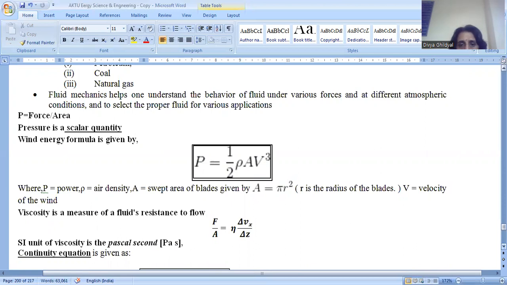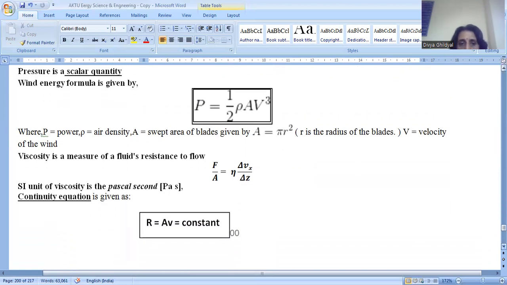The power formula is given by P = half rho A V cube, where P is power, rho is air density, A is the area swept by the blades, and A is given by pi r square, and V is the velocity of wind.